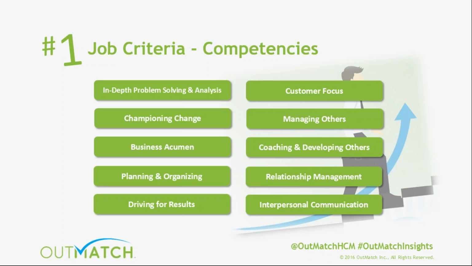And if you look here: in-depth problem solving and analysis, championing change, business acumen, planning and organizing, driving for results, customer focus, managing others. I know you can read these things, relationship management. These are all separate competencies. And what you want to see when you look at these separate competencies is the strength that someone has within each competency. In most jobs, you don't score 100% on every competency. That'd sort of be boring, right? You need people to actually have skills that they need to improve upon, and you need complementary skill sets within your organization.